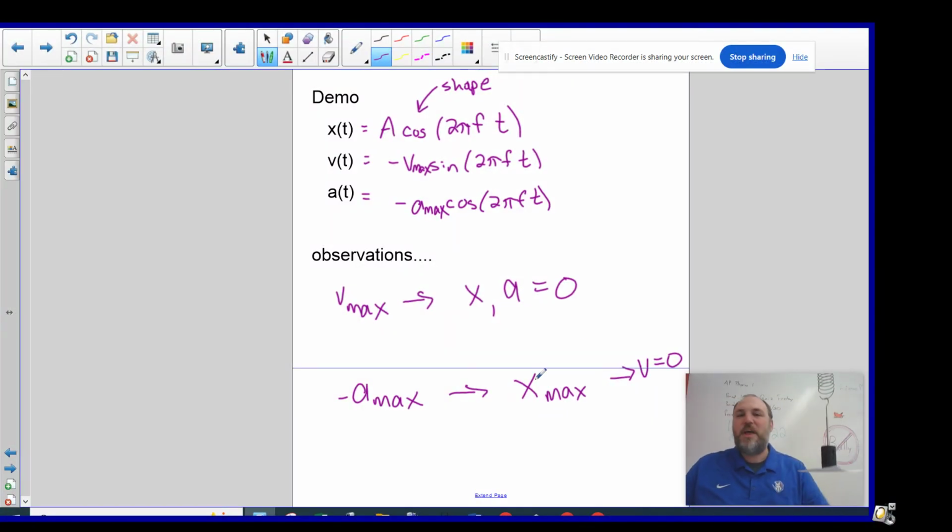So we can do a lot with that. We're also going to relate this 2 pi f to uniform circular motion so we can get a better understanding of what that 2 pi f means.